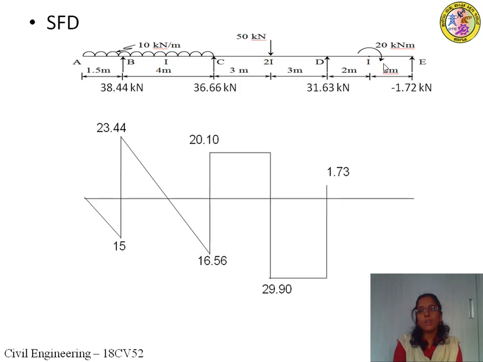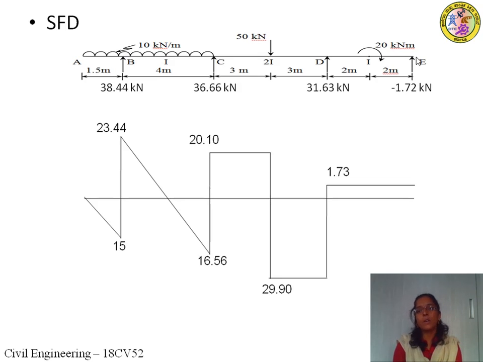Then right of D to left of E, we don't have any force. This is a couple. Couple is not a vertical force, so you should not consider this while drawing the shear force diagram. So shear force to the right of D to left of E, there is no loading, so it will be constant.